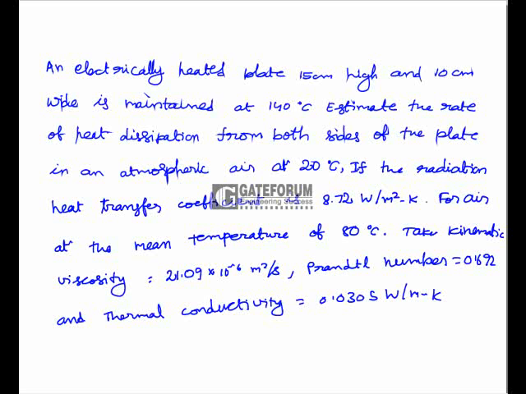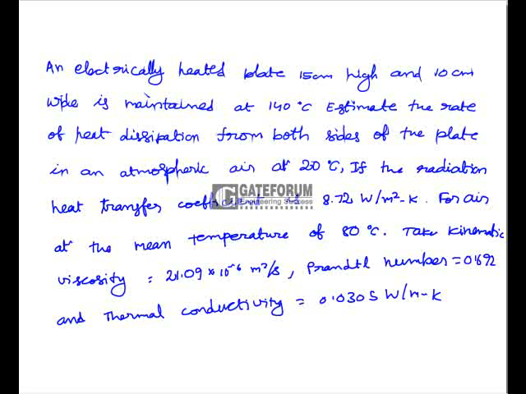An electrically heated plate 15 cm high and 10 cm wide is maintained at 140 degrees centigrade. Estimate the rate of heat dissipation from both sides of the plate in atmospheric air at 20 degrees centigrade if the radiation heat transfer coefficient is 8.72 watt per meter square Kelvin. For air at the mean temperature of 80 degrees centigrade, take kinematic viscosity as 21.09 into 10 power minus 6 meter square per second, Prandtl number as 0.692 and thermal conductivity as 0.0305 watt per meter Kelvin.